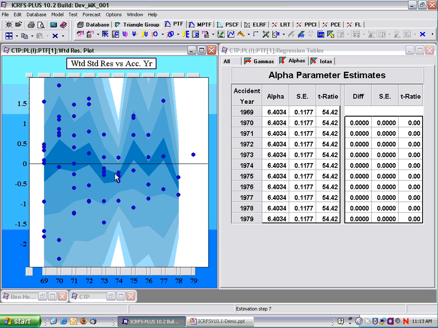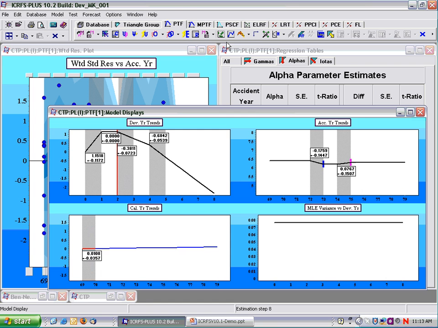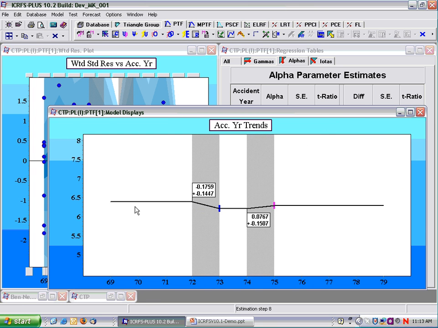Along the accident years, we have level parameters. They're like intercepts or heights. So let's introduce a new parameter from 72 to 73, 74 to 75. So we'll have one level up to 72, a lower level 73 to 74, then a high level. Let's estimate that. Let's look at the model display, and this is what we've estimated. A relatively high level 69 to 72, then it drops, then it increases. The differencing levels represent the trends, and so on.